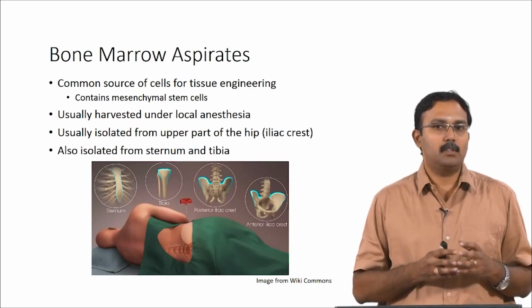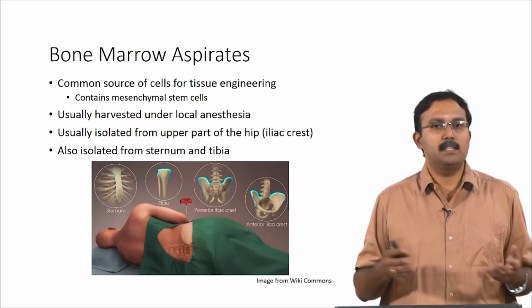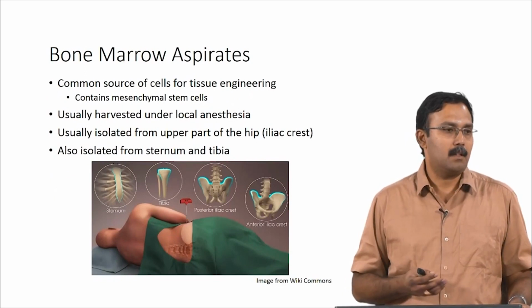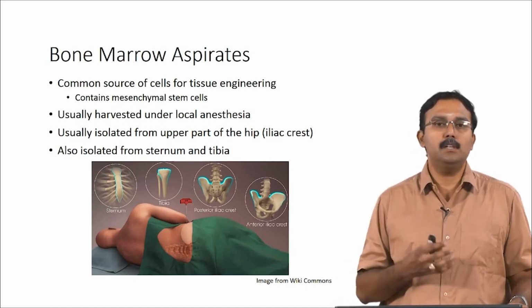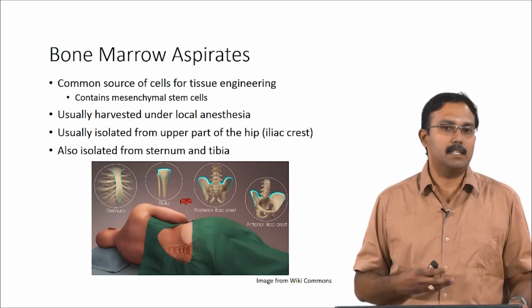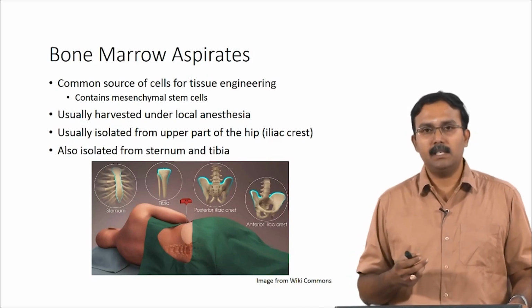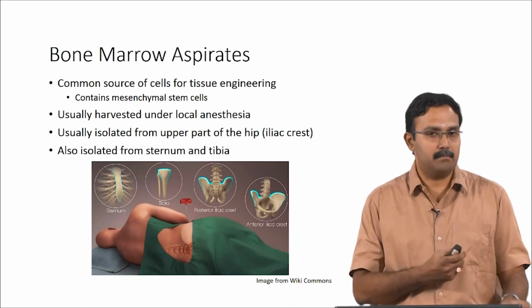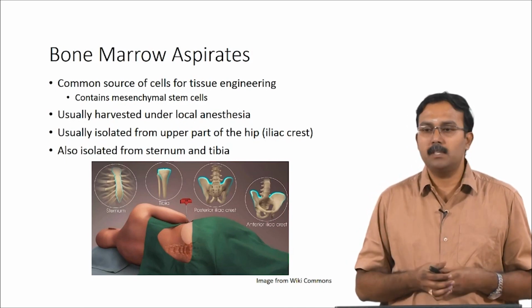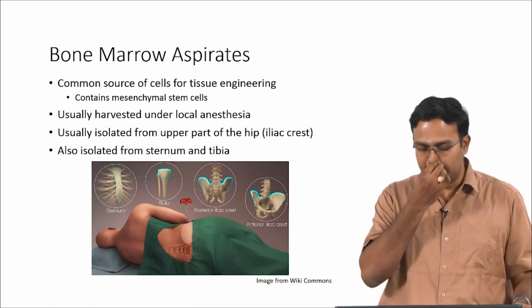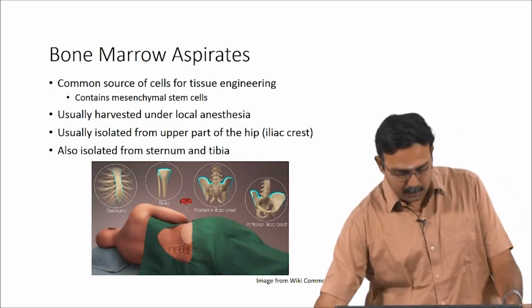One of the most common sources for cells in tissue engineering is bone marrow aspirates, because these contain the mesenchymal stem cells. These are usually harvested under local anesthesia. People are given local anesthesia and the bone marrow aspirates are taken from the upper part of the hip, which is the iliac crest. I mentioned this earlier as well.